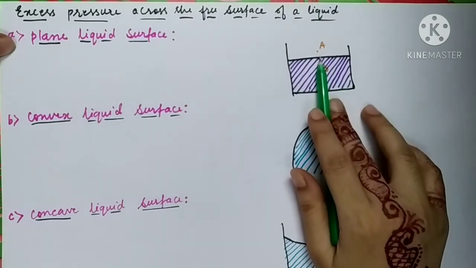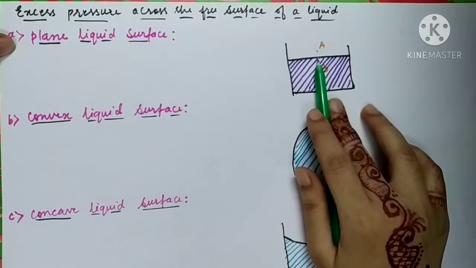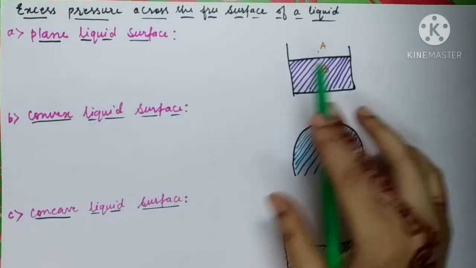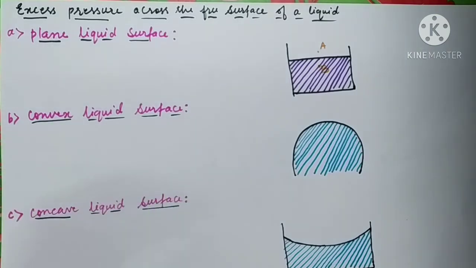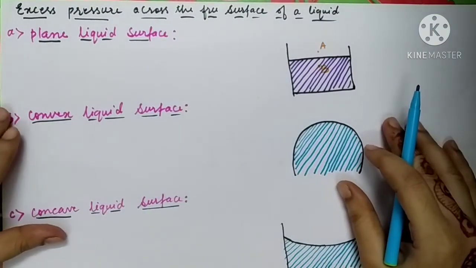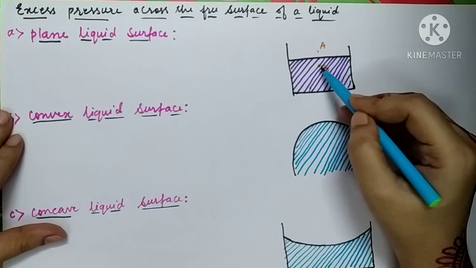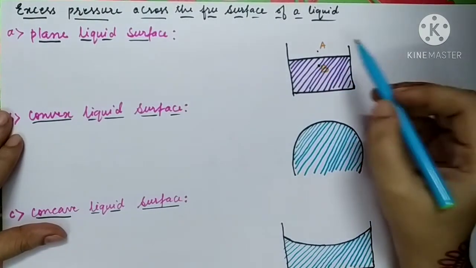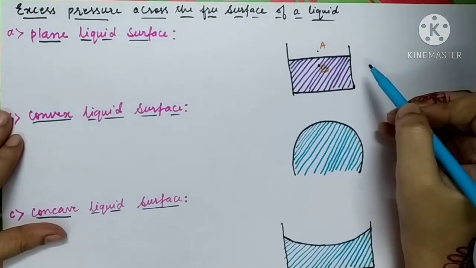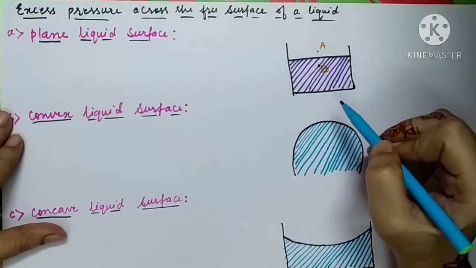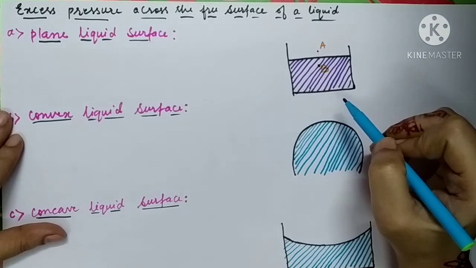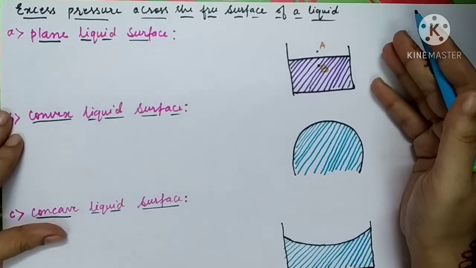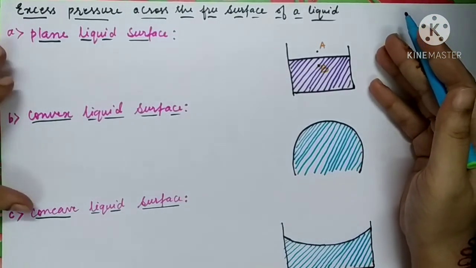Here we have taken a flat liquid surface. The liquid surface is completely flat. For the sake of convenience, let us consider two distinct points, point A and point B. Point A is just above the free surface of the liquid and point B is just below the free surface of the liquid. You can consider these two molecules as a molecule of liquid or a molecule of air.